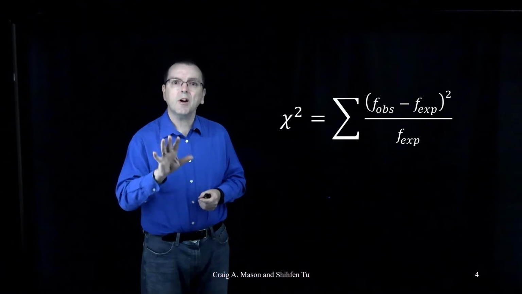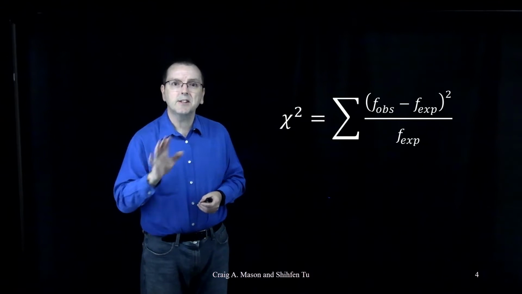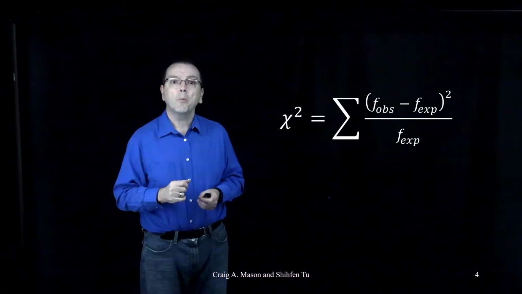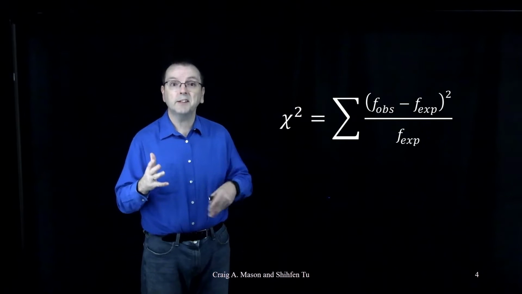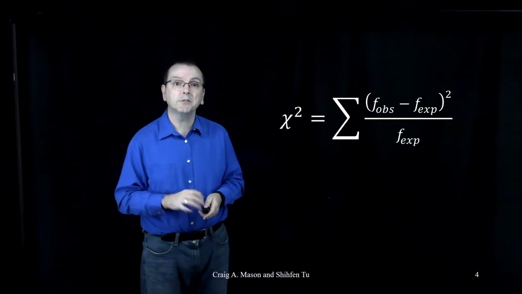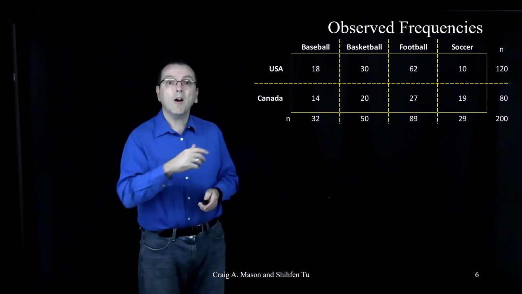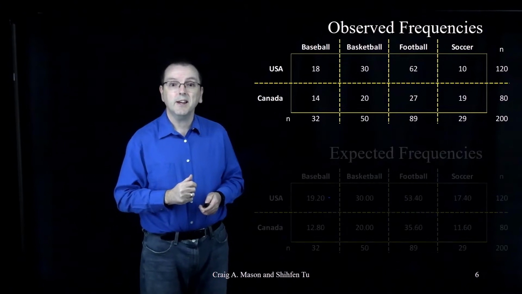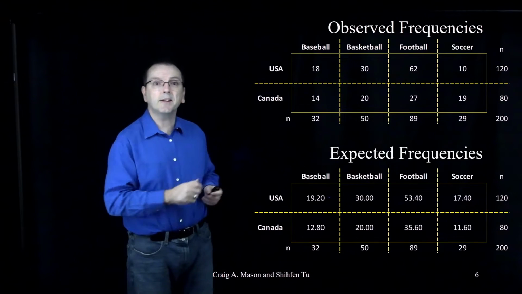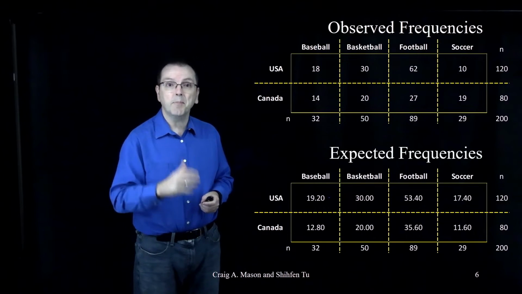So let's start doing the actual calculations now. As we just said, to calculate our chi-square, we need to plug in the observed and expected frequency for every combination of our two variables. So let's pull those up. Here are our observed frequencies, and here are our expected frequencies if nationality and sport are independent.